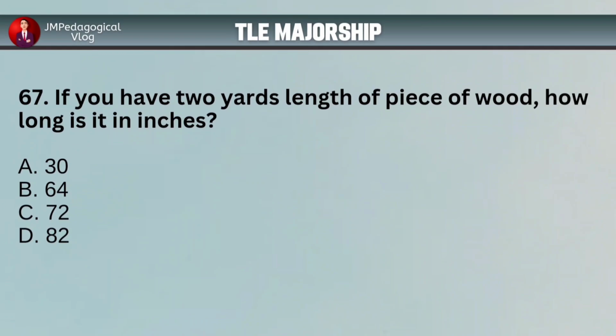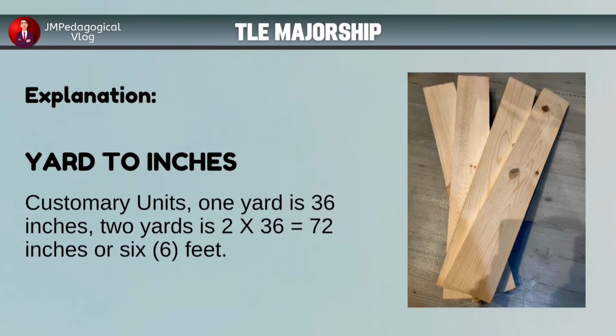67. If you have a 2-yard length of piece of wood, how long is it in inches? A. 30 inches. B. 64 inches. C. 72 inches. D. 82 inches. C. 72 inches. Explanation. Customary units. 1 yard is 36 inches, 2 yards is 2 times 36 equals 72 inches or 6 feet.